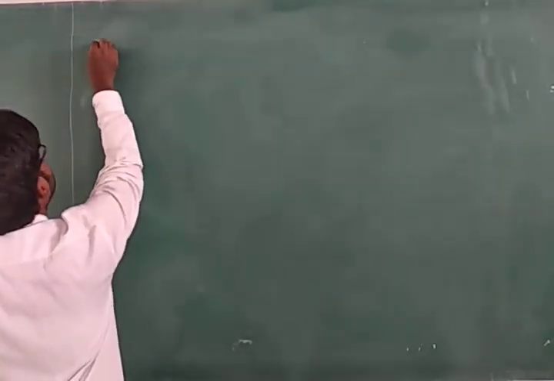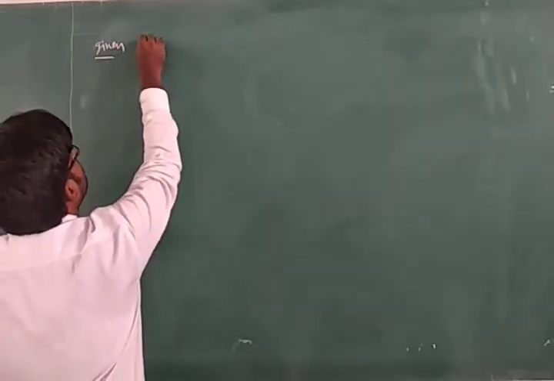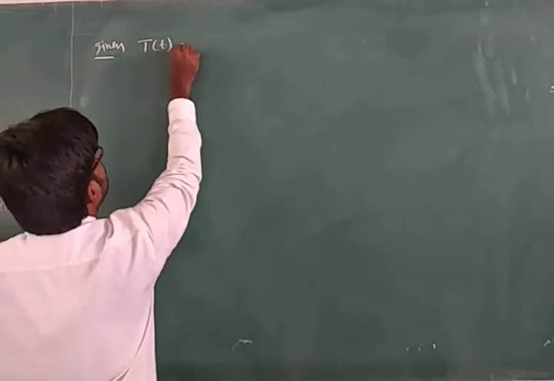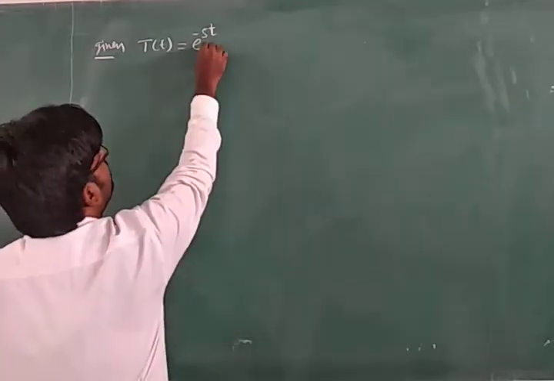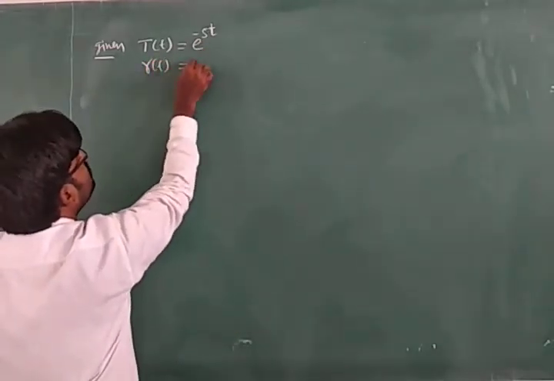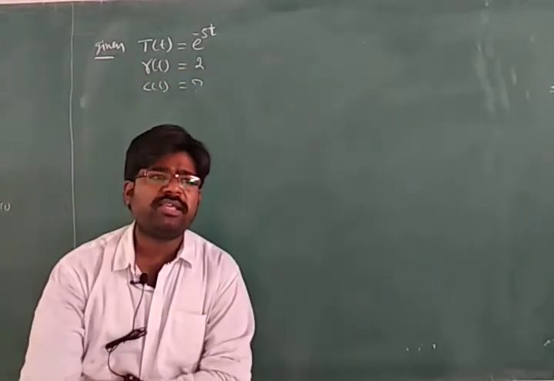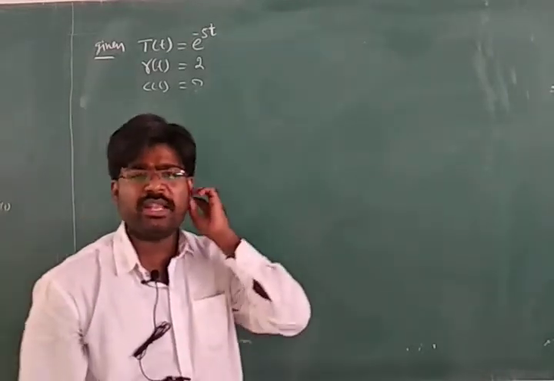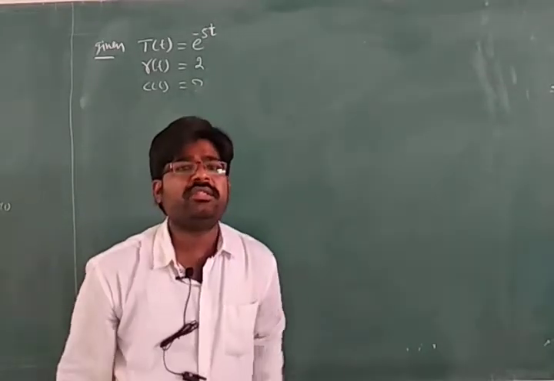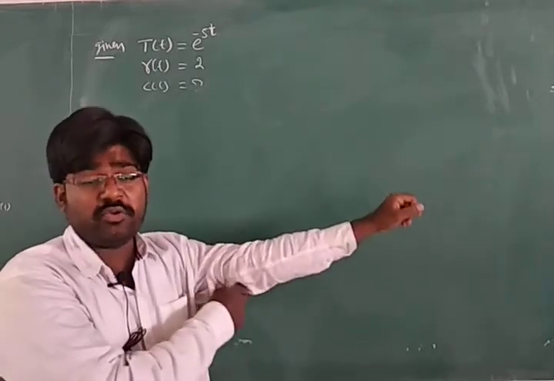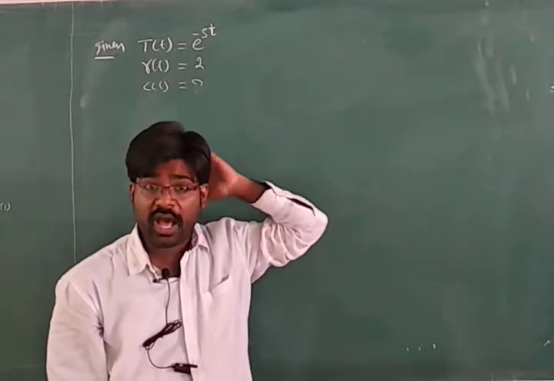So the problem is given: t of t is equal to e raised to minus 5t, and r of t is equal to 2, and you are asked to find c of t. Okay. So in this problem he has given t of t, then he has given r of t, and asked you to find c of t. C of t means in terms of t, so our result should be in the time domain. All values are given in the time domain, and the answer also we need to get in the time domain.